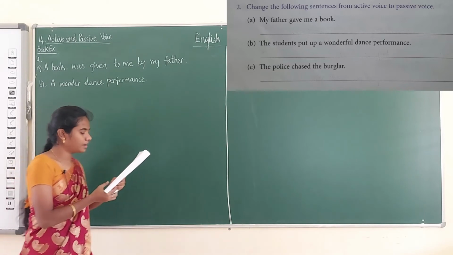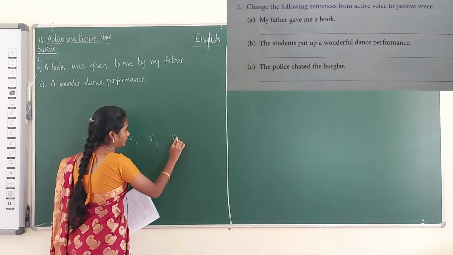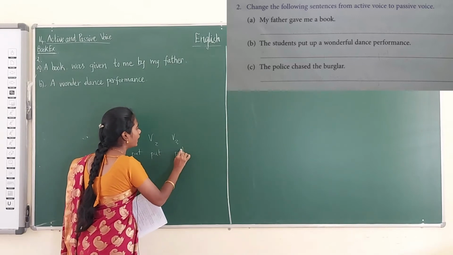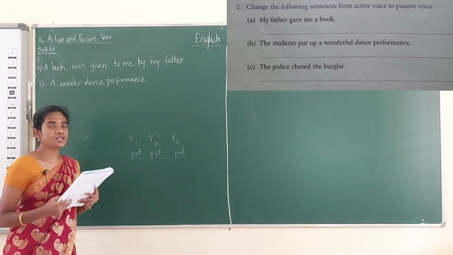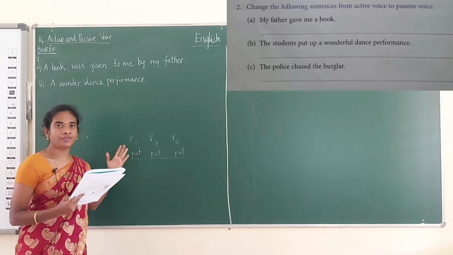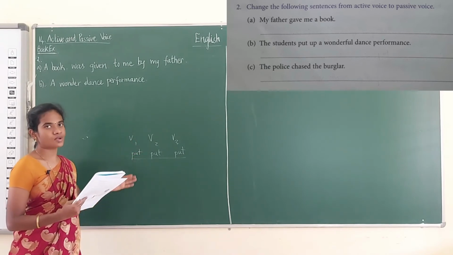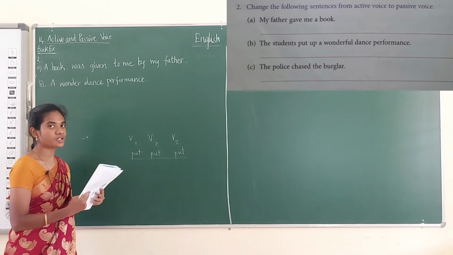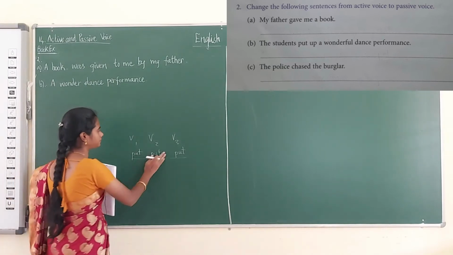Then see the verb here, it is put. In every form, in V1, V2, V3, it is put only. Okay, we will write put. In every form, the spelling is the same. That is put. So for this sentence, you can take any one of the tenses. We can take present tense, past tense, or future tense. Okay. So here I have taken the past tense. Now I am taking the past tense.